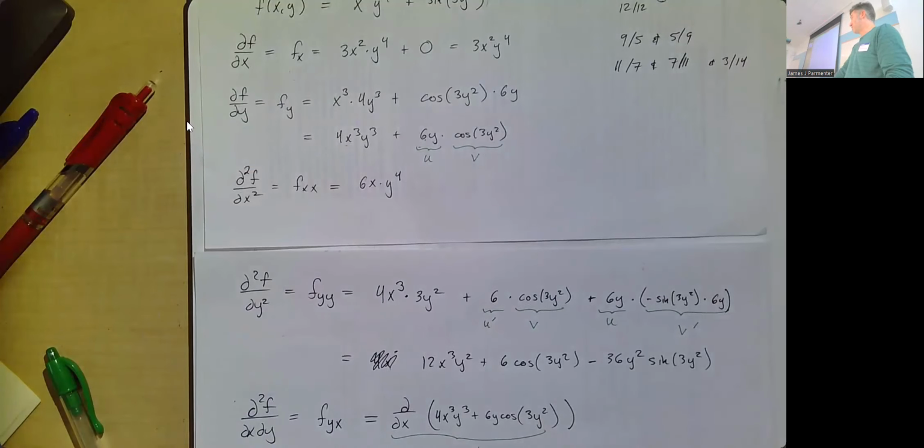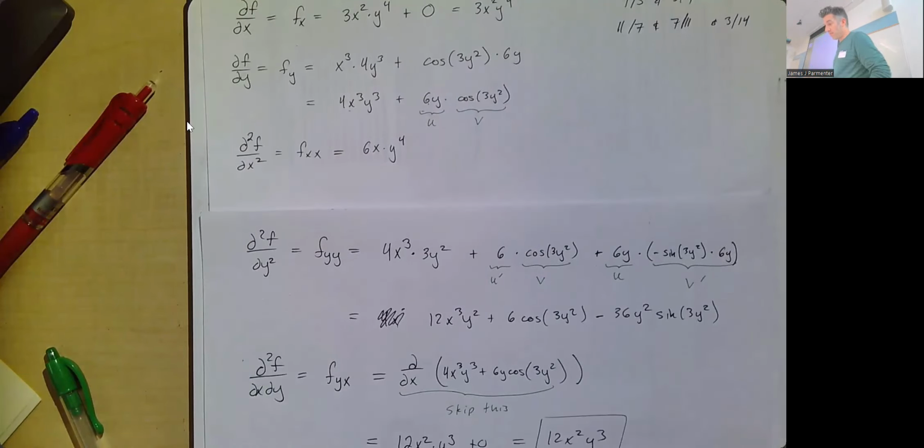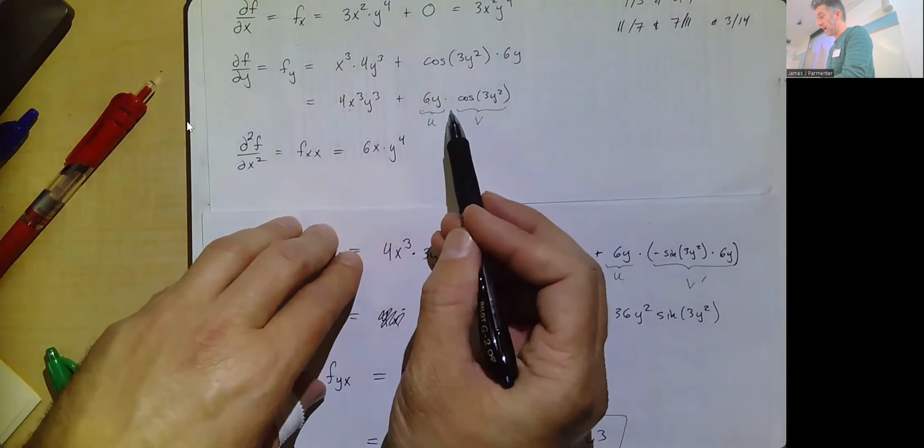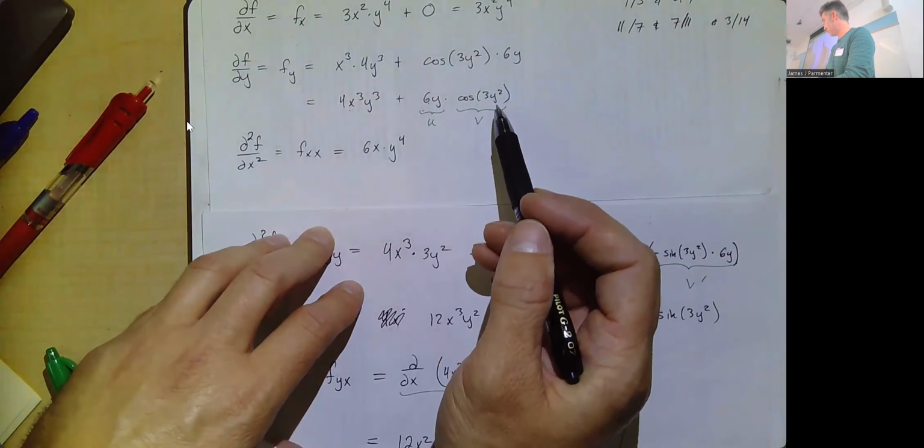Let's find the mixed partial the other way and verify that they're the same, because they should almost always be the same. Yeah. No, 0 for the 6y part, right? I would say it's 0 because 6y times cosine of 3y squared is a constant with respect to x. Yeah.